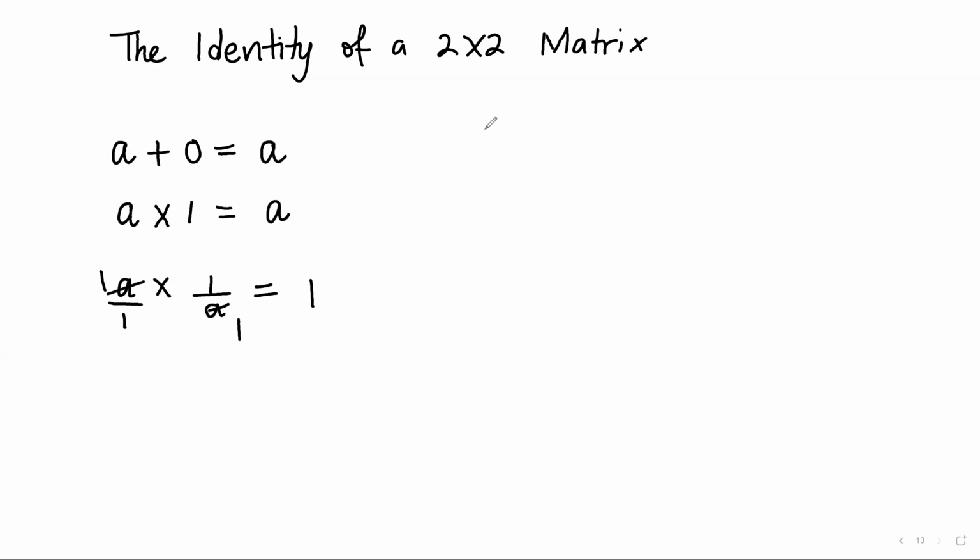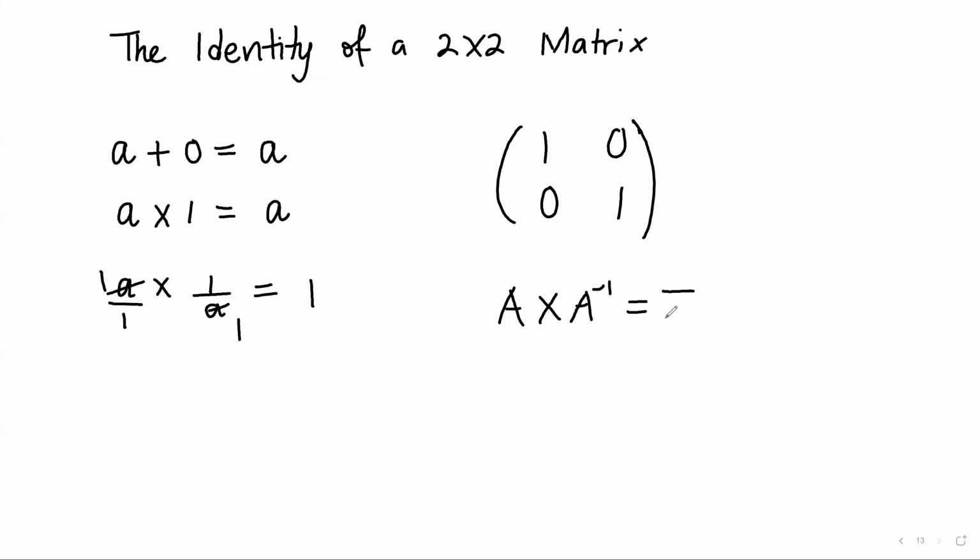Well, when you multiply a matrix by its inverse, you'll get the identity matrix. And the identity of a 2 by 2 matrix is given as 1, 0, 0, 1. That is the identity matrix. If you multiply any matrix by 1, 0, 0, 1, you'll get back the matrix. So let's put it to the test, right? I'm going to use one of the examples from before to just show you. So A times its inverse, A inverse, is equal to the identity matrix.